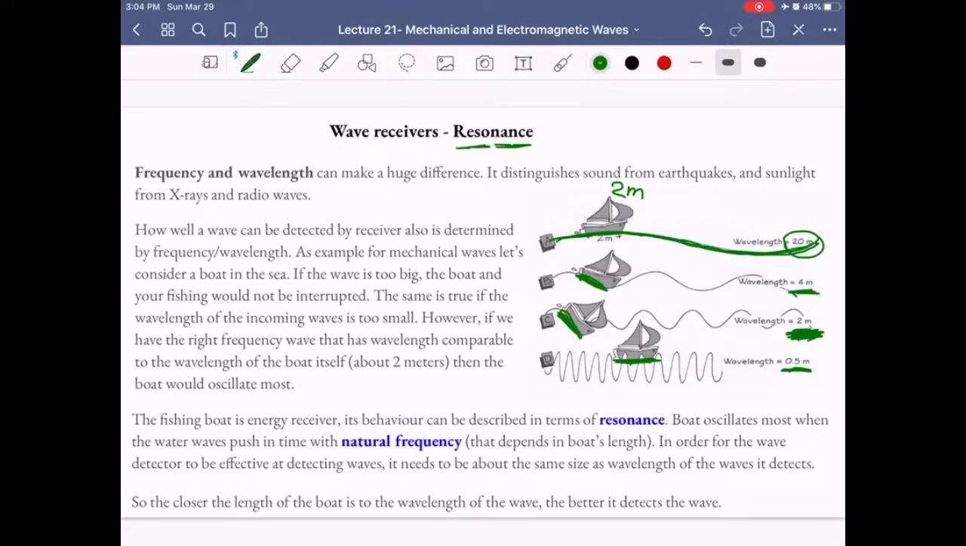I guess speed of that wave divided by the wavelength, right? Because v equals lambda f. So if I know the wavelength and speed of the wave, I could find the natural frequency of the boat. So this is important to understand, because later on we will talk about resonance in electromagnetic waves as well, and we will try to make an analogy between those two as well.